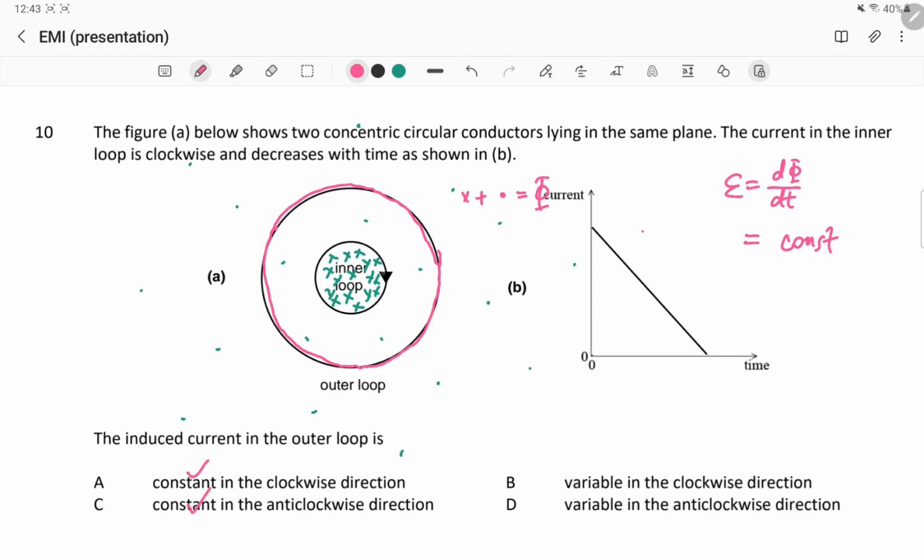Then, as this current decreases, the outer loop will have a net flux linkage which is into the page, but it is decreasing. Therefore, to produce a magnetic field to oppose the change, the magnetic field lines that this induced current will produce will be into the page, because the net flux will be into the page and you want to oppose the decrease, so you will produce lines into the page. And by your right hand grip rule, the induced current will try to flow in a clockwise manner. So the answer is A.